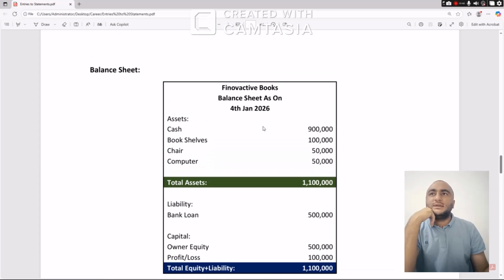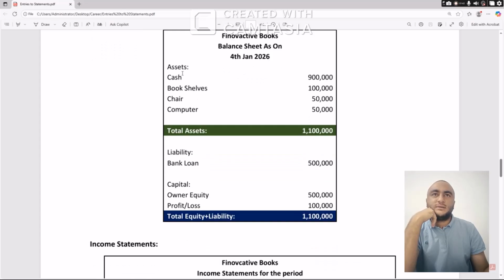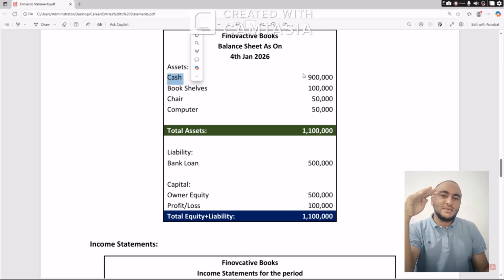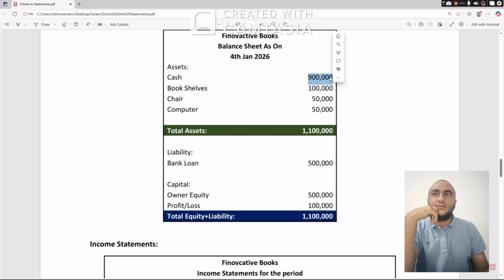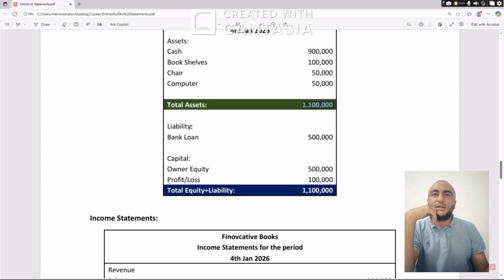Cash was decreased by 200,000. By purchasing we have decreased 400,000, and then 300,000 again we make by sale, so it's 900,000 now. Bookshelves we have assets 100,000, chair 50,000, computer 50,000, and our total assets would be 1,100,000. Liability will be bank loan. We have already 500,000, capital owner 500,000, and now we got profit of 100,000.